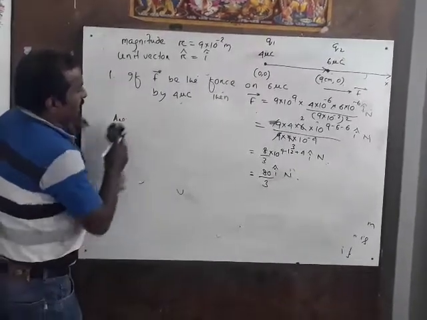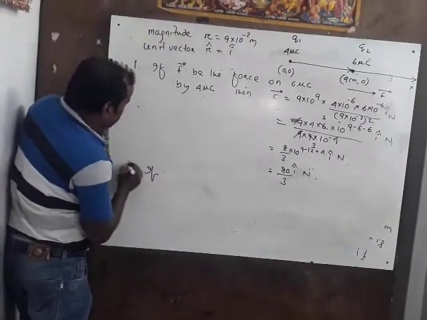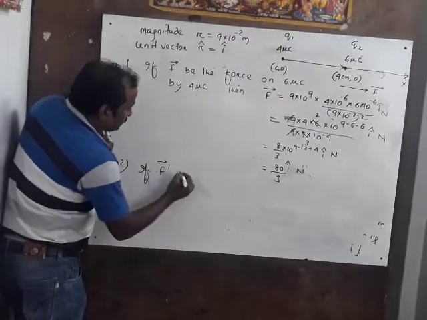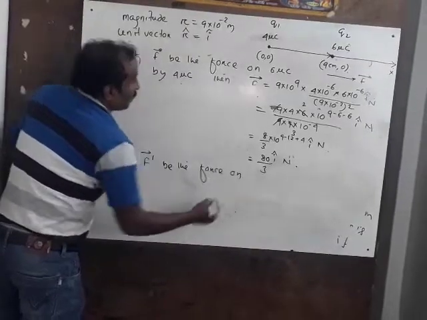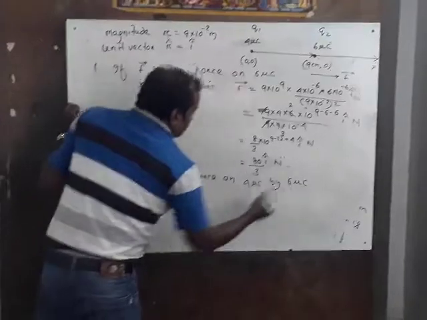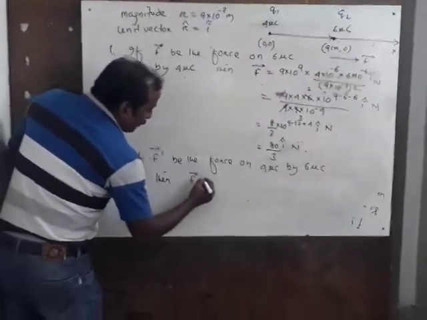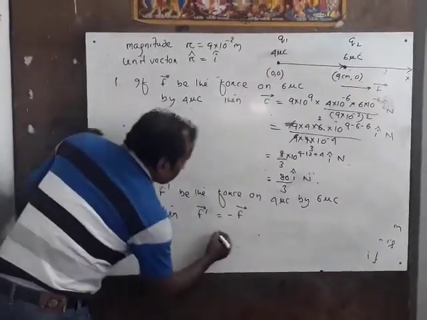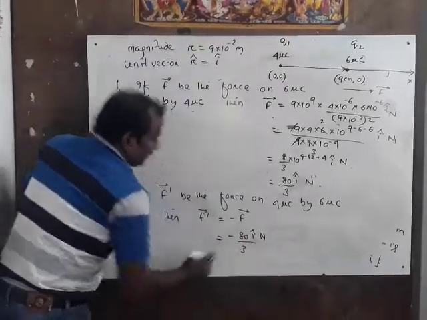Now obviously as per Newton's law, if F prime be the force on 4 microcoulomb by 6 microcoulomb, then F prime equal to minus of F. So it is nothing but minus 8 i Newton by 3. Okay?